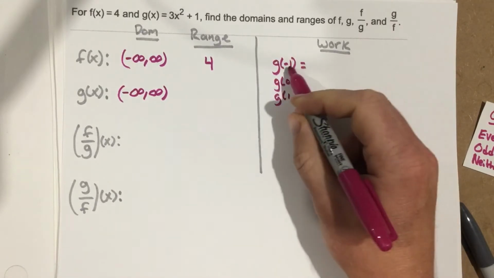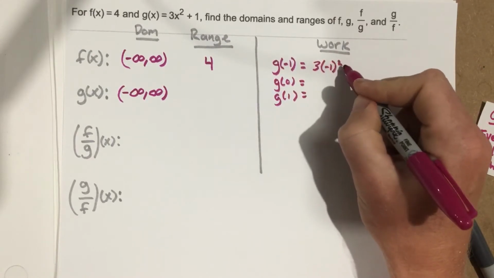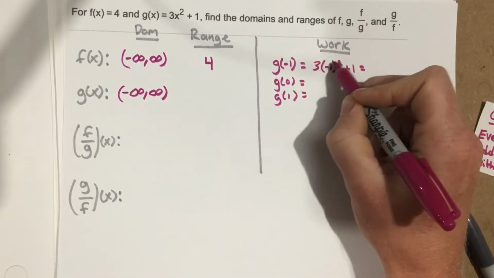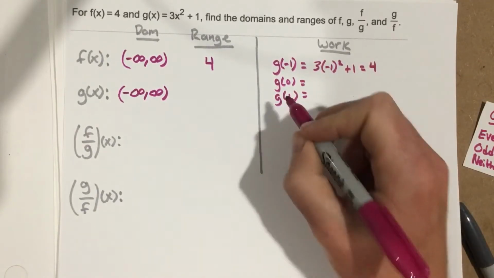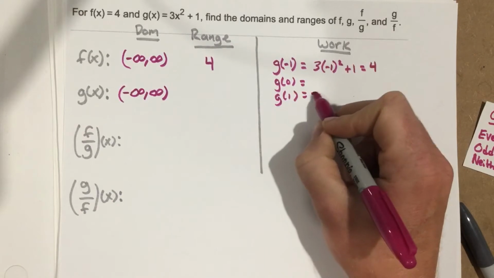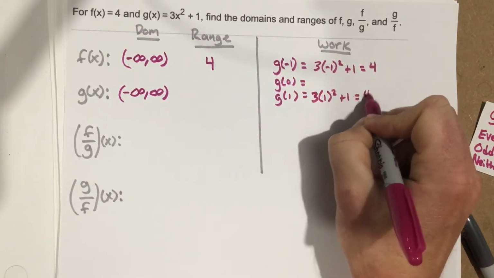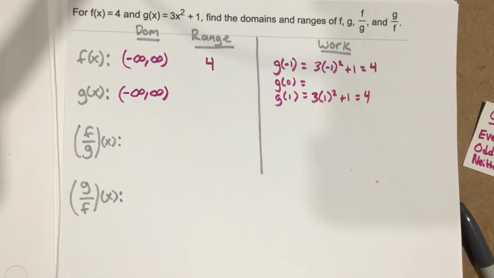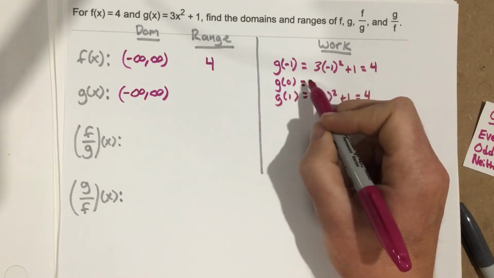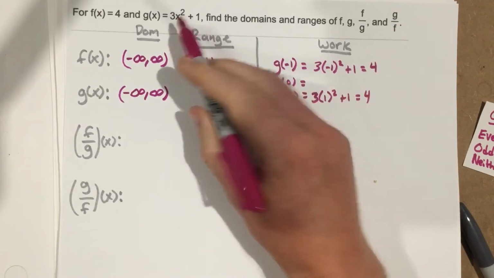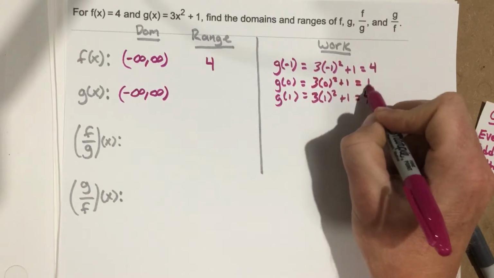So g of negative 1 will give you 3 times negative 1 squared plus 1, which is 3 plus 1, which is 4. If I do g of 1, I get the same thing, because I get 3 times 1 squared plus 1, which is 4. But if I do g of 0, when I plug in 0, I end up with 3 times 0 squared plus 1, which is 1.